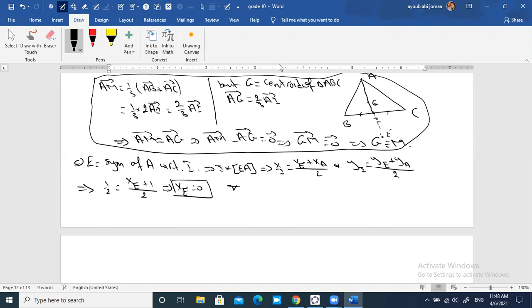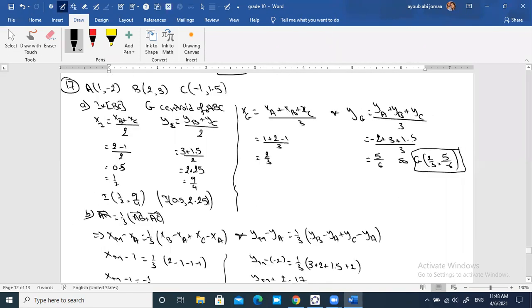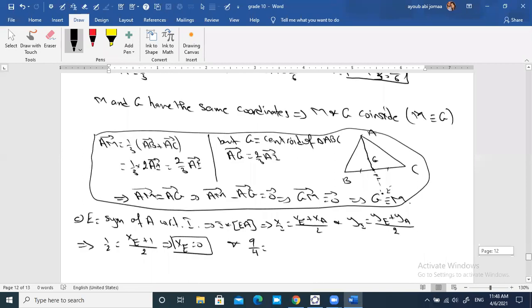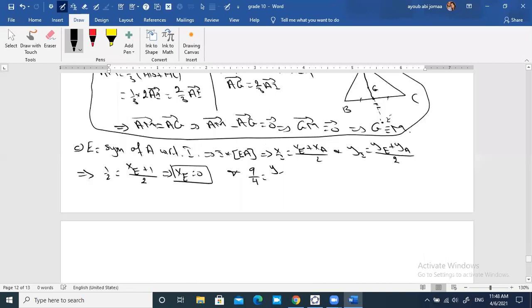Right. And what about this? Y of I, similarly, Y of I is 4.5, which is 9 over 4, or 2.25. Y of A is negative 2, so minus 2 over 2. Then Y of A is 6, it comes out to 6.5, so 13 over 2. So E has coordinates 0, 13 over 2.